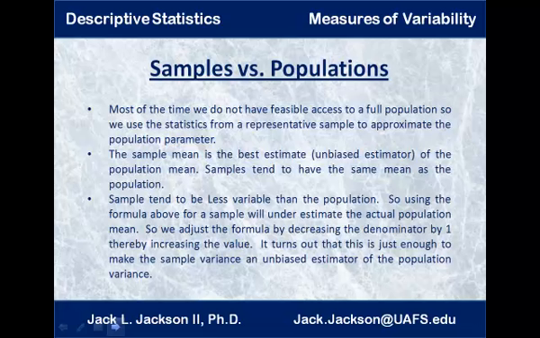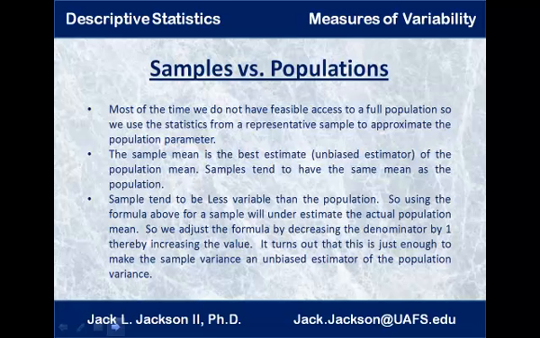So if we're going to use that to approximate the real population variance, we're going to pretty consistently underestimate. Not necessarily every time, but on average, it would underestimate the population variance. So we need to adjust the formula a little bit to make it a little bit larger. So one way we can make it a little bit larger is to make the denominator a little bit smaller.